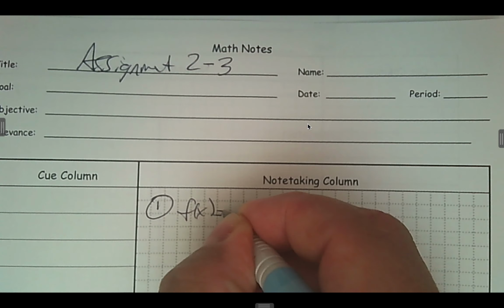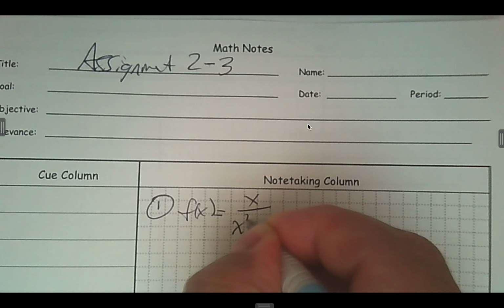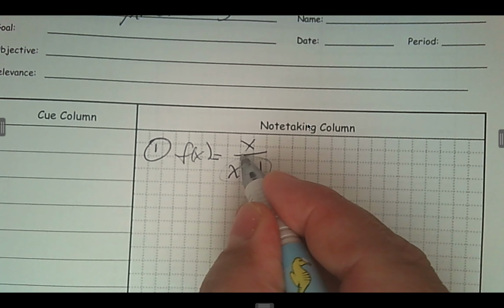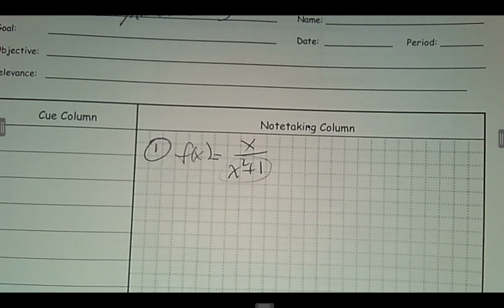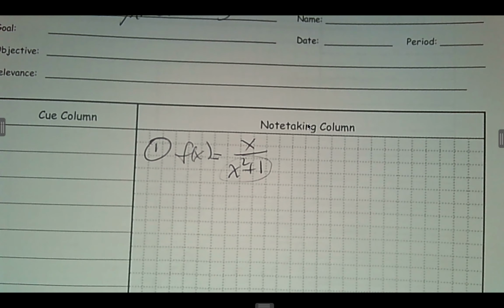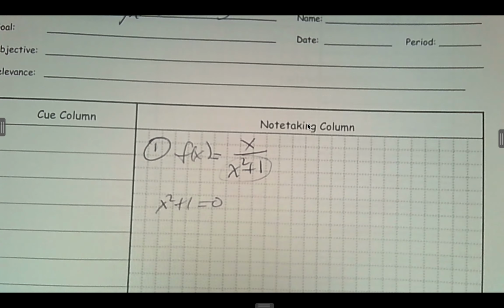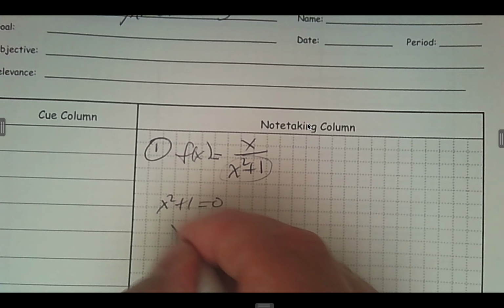So f of x equals x over x squared plus 1. And the question is just domain and end behavior. So first, when I look at the domain, I'm looking for any value for x that would make the denominator 0. So if you like, you can always take the denominator, make it equal to 0, and then solve it to find what those x values are.